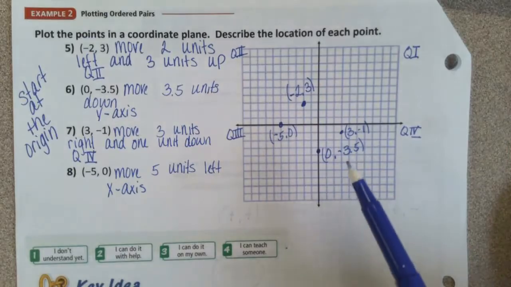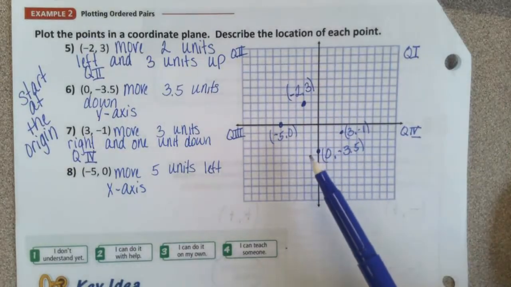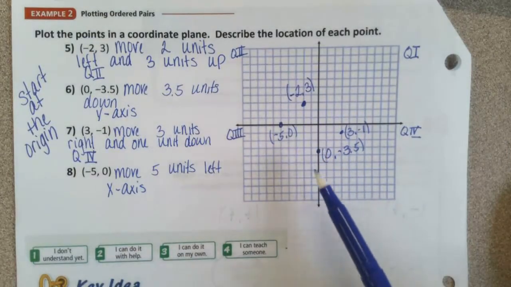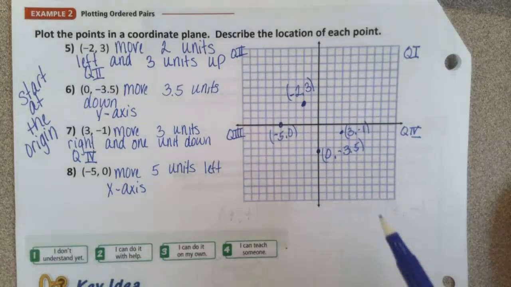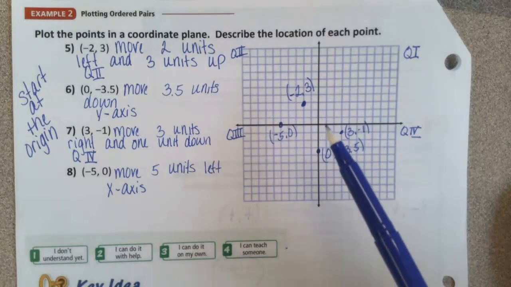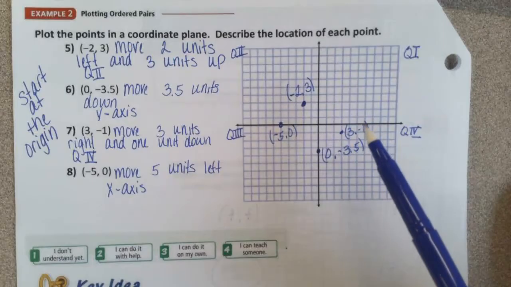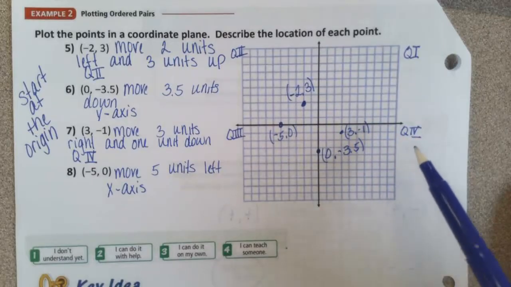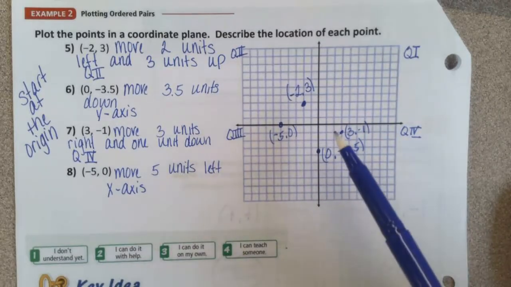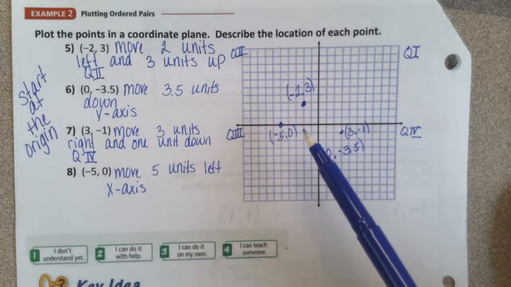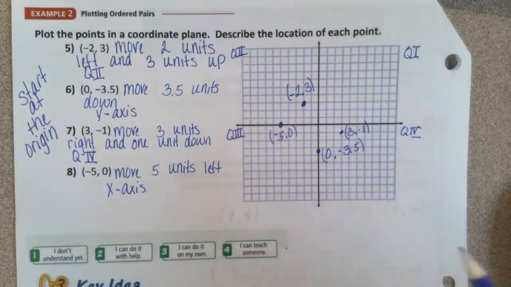All right, so there was this move 3.5 units down. We end up on the y-axis. For 3, -1, I moved 3 units right, 1 unit down, and I was in quadrant 4. And then -5, 0, I moved 5 units left, and I was on the x-axis.